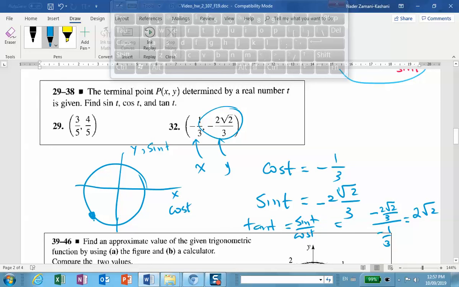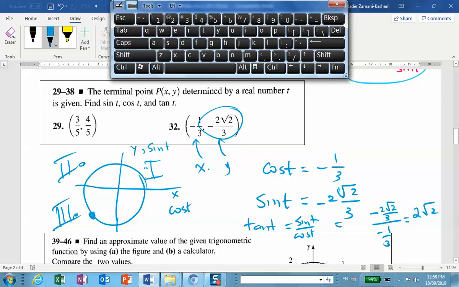Anything in the third quadrant, this is quadrant 1, quadrant 2, and this is quadrant 3. Anything in quadrant 3 has a negative cosine, negative sine, positive tangent, and positive cotangent. And you can figure out that secant and cosecant are both negative. Okay, so I'm going to stop this.